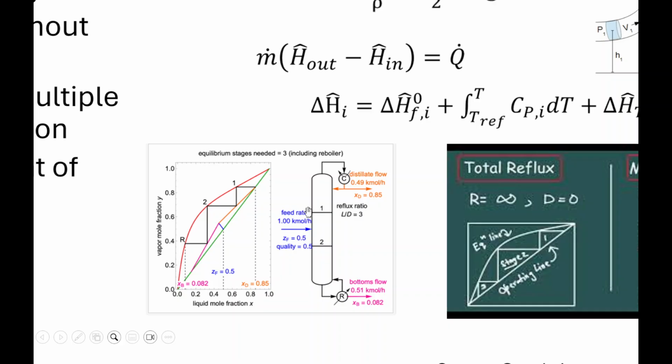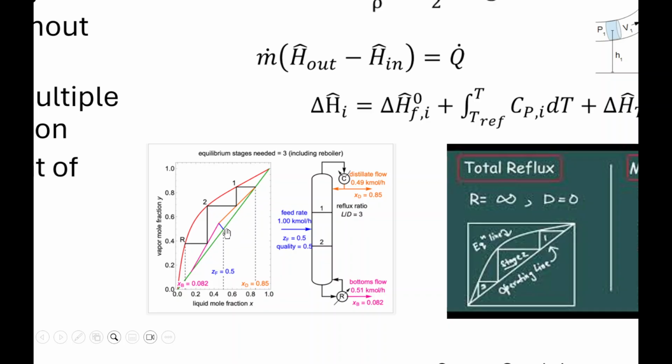How to decide the number of feed plates is through the McCabe-Thiel method. So basically, you have a vapor-liquid equilibrium curve here, and this is the XY curve. This is your liquid mole fraction X and vapor mole fraction Y. X is equal to Y on this line, so the liquid mole fraction is equal to your vapor mole fraction. However, you see that the vapor-liquid equilibrium is like this.